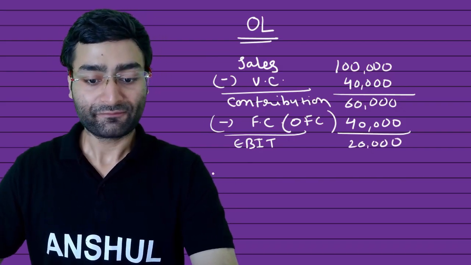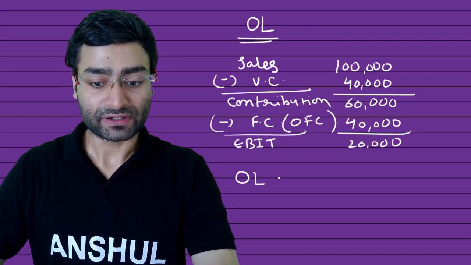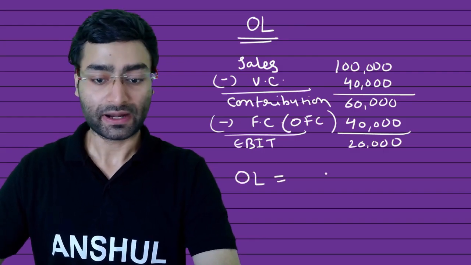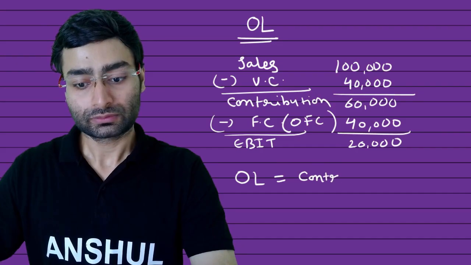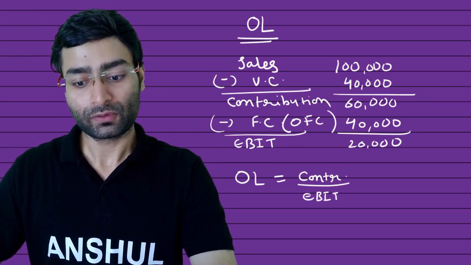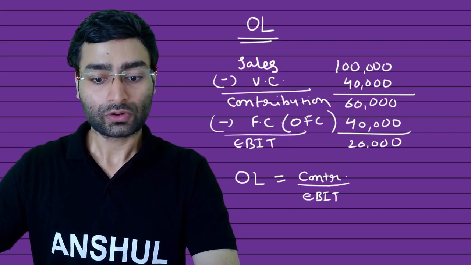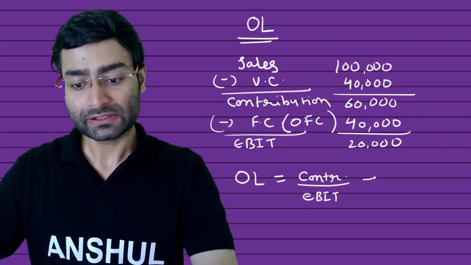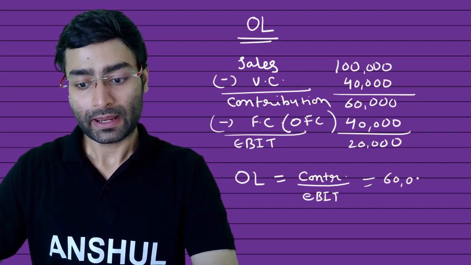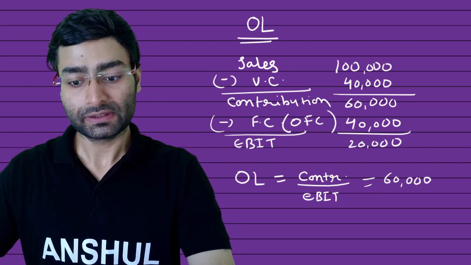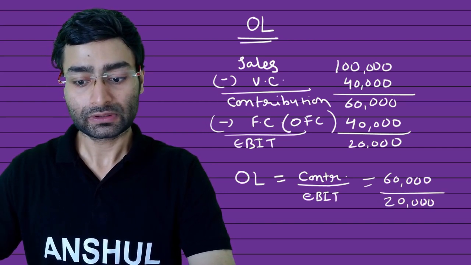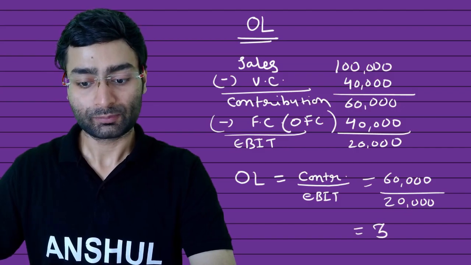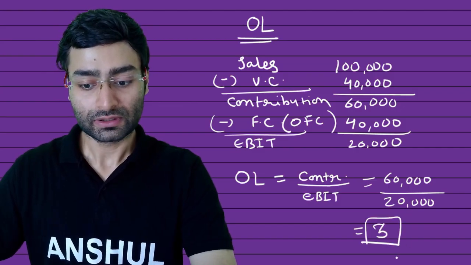Now, if I have to calculate the operating leverage, I have one formula. And the formula is contribution divided by EBIT, earnings before interest and tax. So our contribution in our example is 60,000 and EBIT in our example is 20,000. So here the answer comes to 3. My operating leverage is 3.